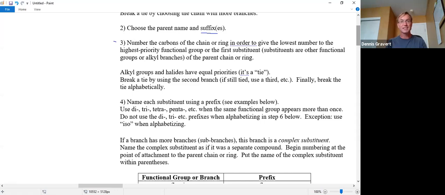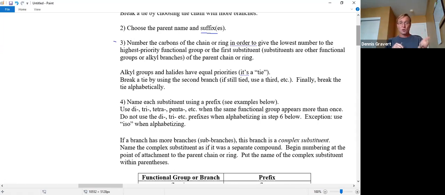After we numbered the chain, what do we do next? Well, you walk down the chain, the parent chain that we named, and at every step, see if there's extra decorations on the molecule. See if there's extra groups, branches, and for every branch, you need to name it, and then you need to number it. That's step 5. Step 4, there are a few details.